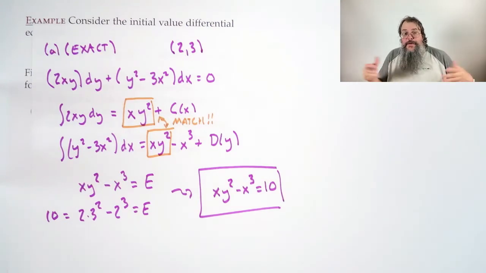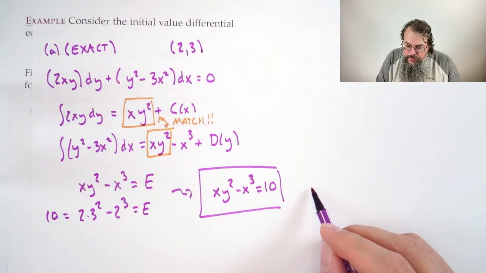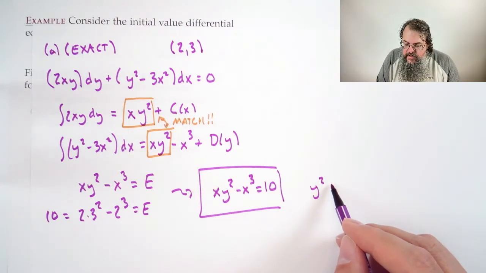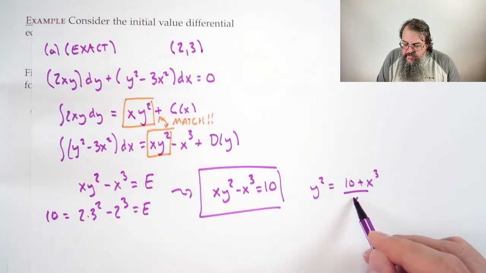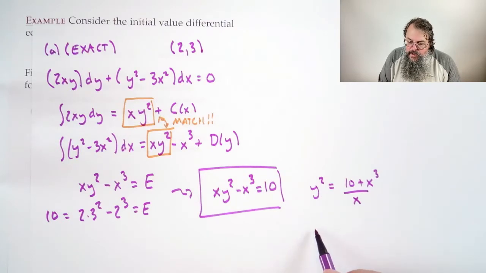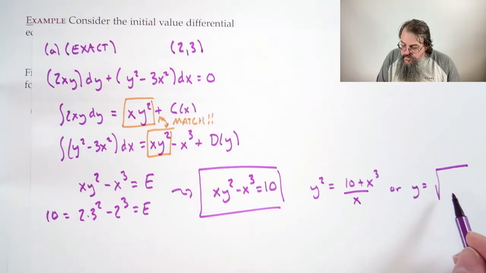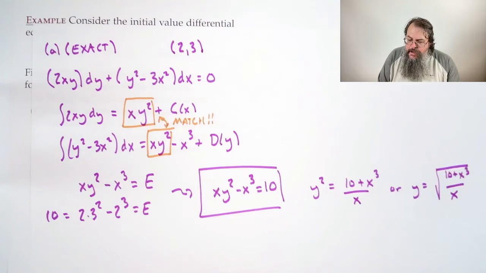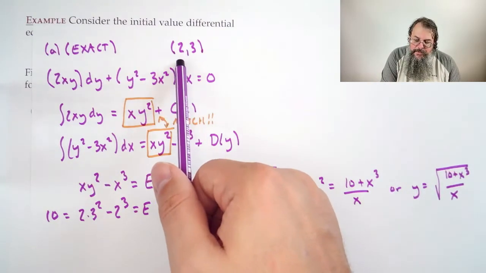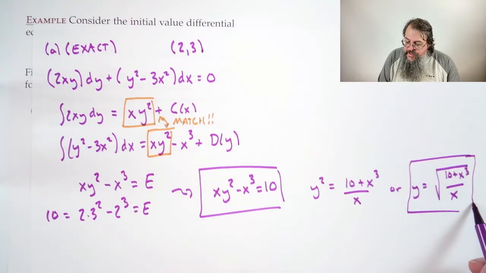Now, because we're going to anticipate that we're going to do this again, we could also write this as y squared is equal to 10 plus x cubed over x. And so y is the positive square root of 10 plus x cubed over x. Now you might say, how are you so sure it's the positive square root, Steve? Well, because when we plug in a 2, we got a positive 3. So this is another way we could write our answer.